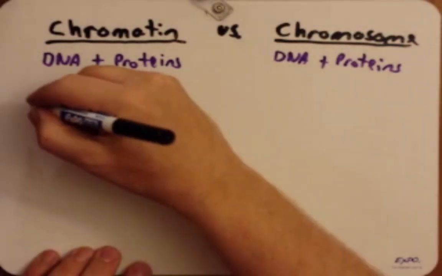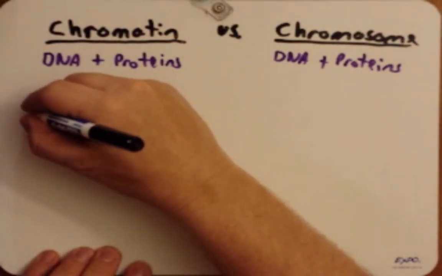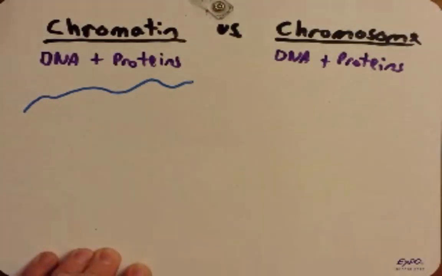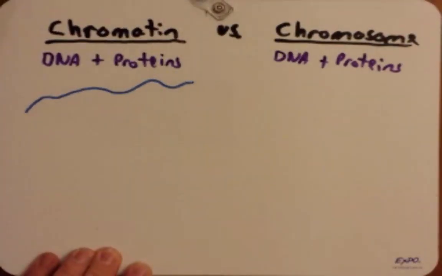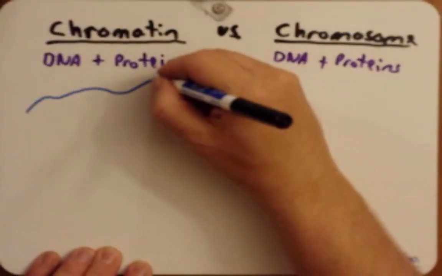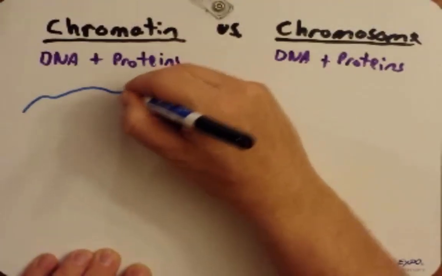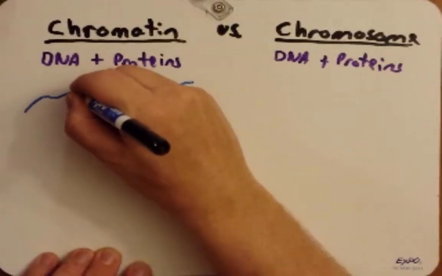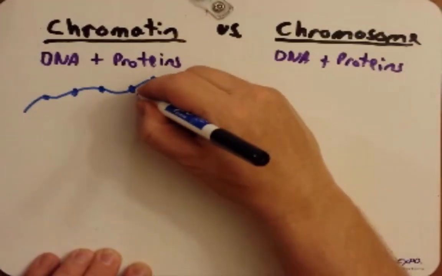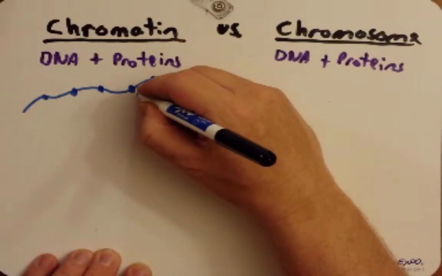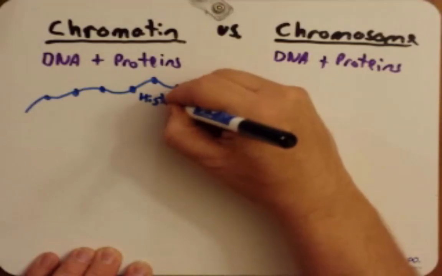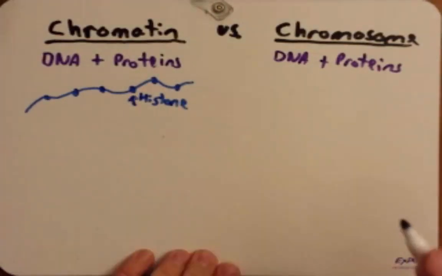Chromatin is a very long strand of DNA. It's very difficult to see under the microscope. They can be, but it takes a higher magnification. And they will have proteins associated with them along their structure here. These proteins we're going to talk about in the next one or two podcasts, but let's go ahead and name them here. These are histone proteins.